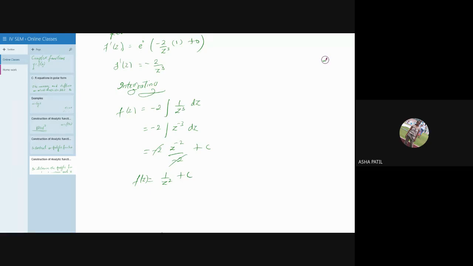Practice such examples where you are given u plus v and u minus v. Let me give you. I hope 2 examples are sufficient on this. Try these examples at home.